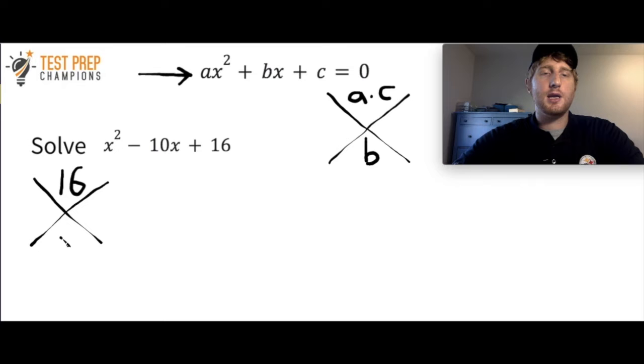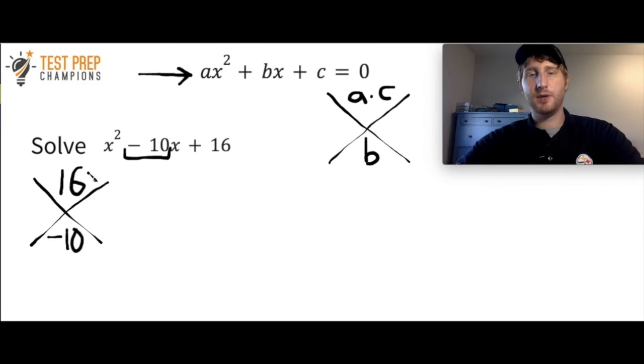Now let's write our b in here. So what is our b? Our b is minus 10. Okay. So the first step, again, is just multiply a and c together and just list out what b is. Now, what we have to do, again, is find two numbers that will multiply together to give us 16, but the catch is that they have to add together to give us negative 10.